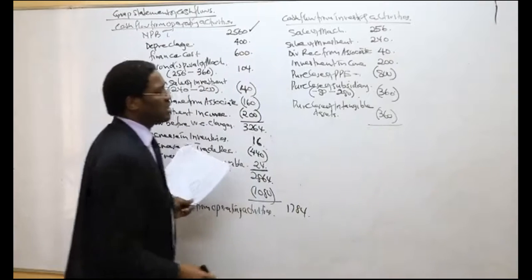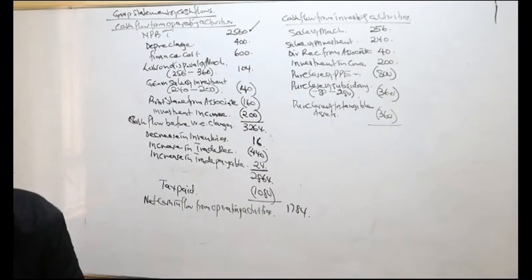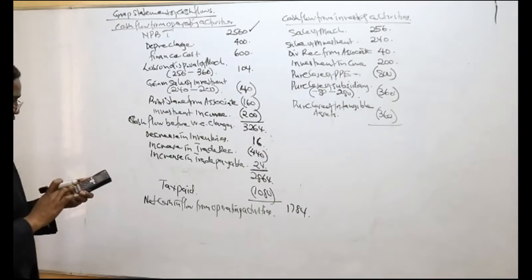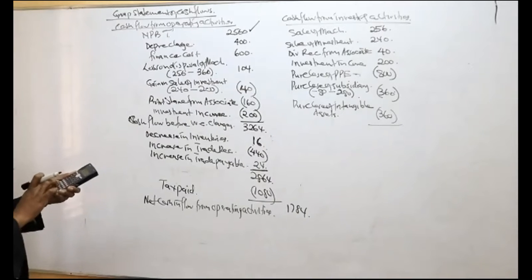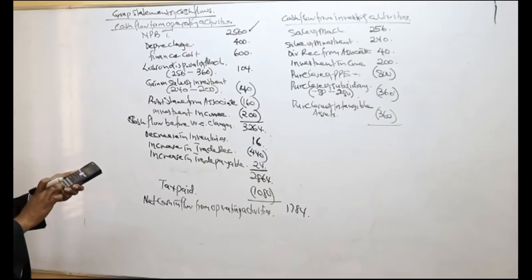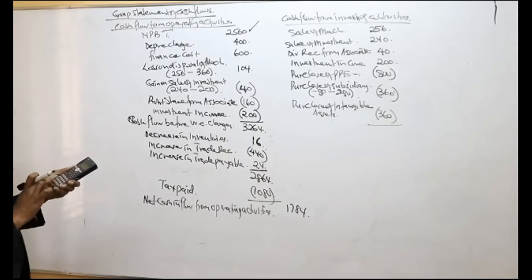I think now I'm through. I can't see anything else. We get the net amount. So this comes to 256 plus 240 plus 40 plus 200 minus 800, minus 360, minus another 360.